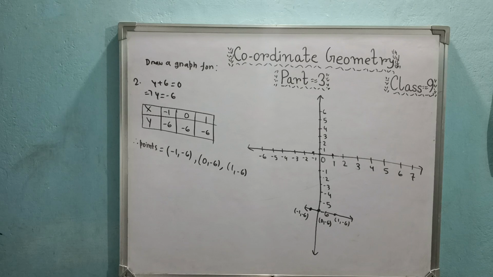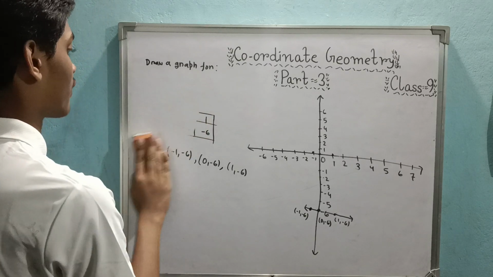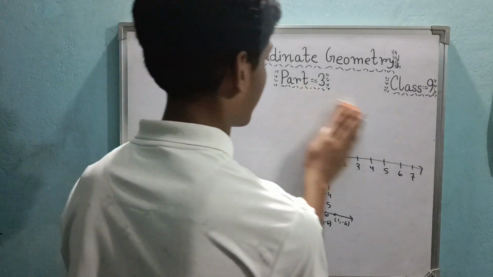Now there can be situations where nothing is missing. Both x and y are there. And that's actually a typical sum. Let's see what that can be.